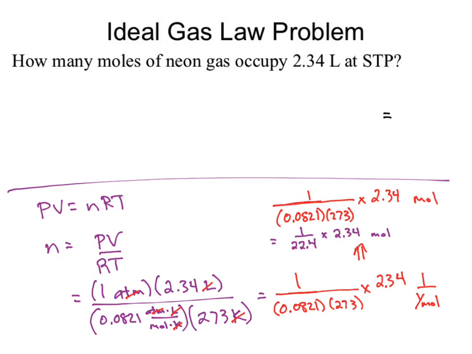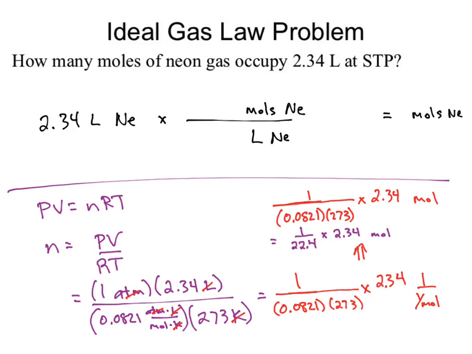What are we ending with? What are we solving for? Moles of neon gas. What do we start with? Liters of neon gas. Are liters of neon gas the same thing as moles of neon gas? No. So what do I need to do? I want moles of neon. What do I need to get rid of? Liters of neon. Is there a conversion factor that does that? Yeah, what was that conversion factor? 1 mole is 22.4 liters.